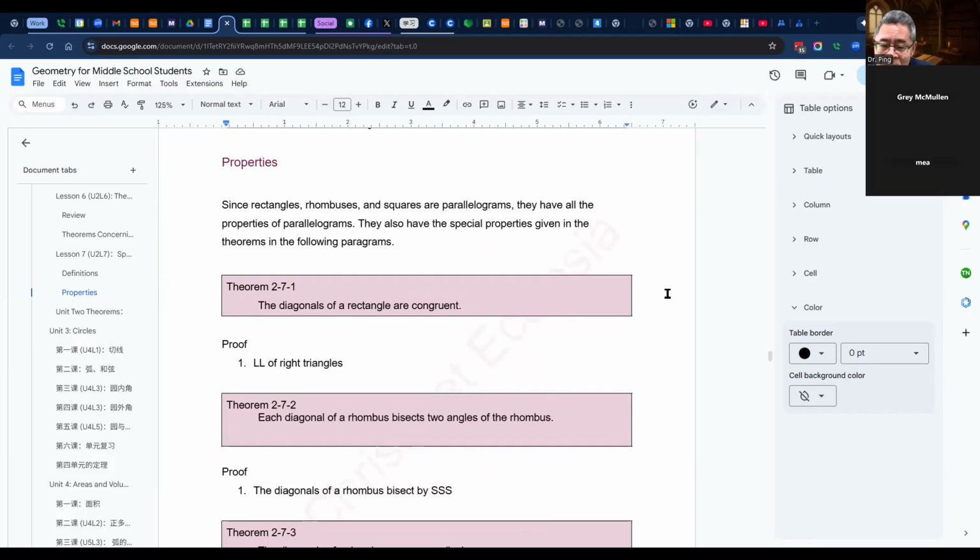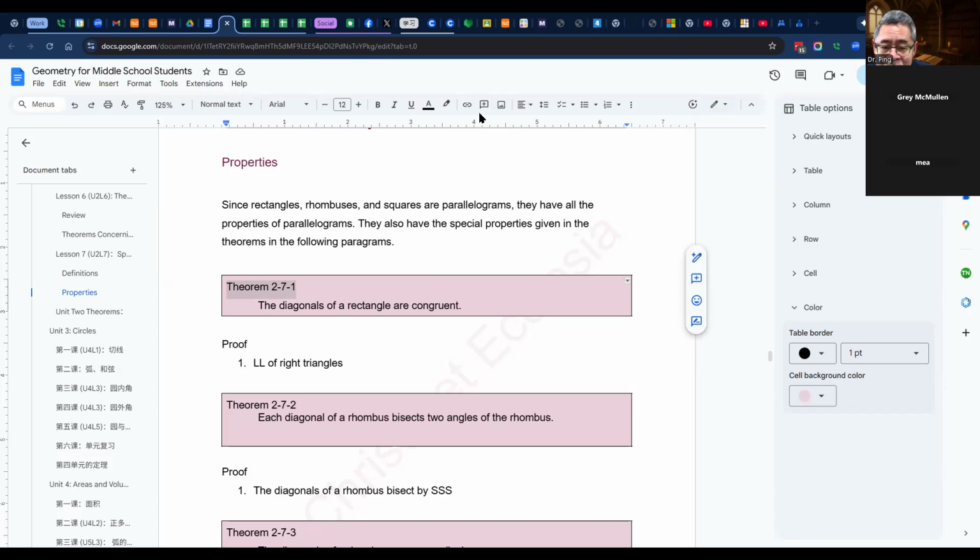Now we're going to talk about properties of those four special quadrilaterals. So when we're dealing with properties, that's when we're talking about theorems. Theorems are always dealing with properties. So for anything, we have a definition. The definition tells us what that thing is. The theorem tells us what the properties of something are.